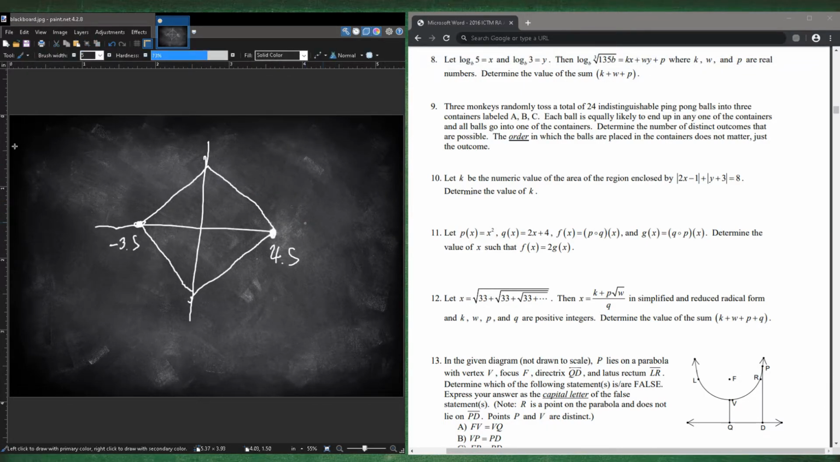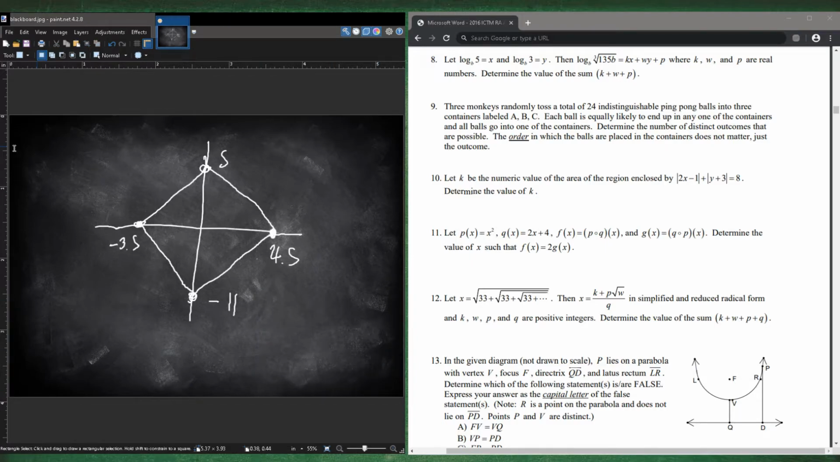The y is |y + 3| = 8. So y + 3 has to be equal to 8, or y + 3 is equal to negative 8. So y is equal to 5, or y is equal to negative 11.